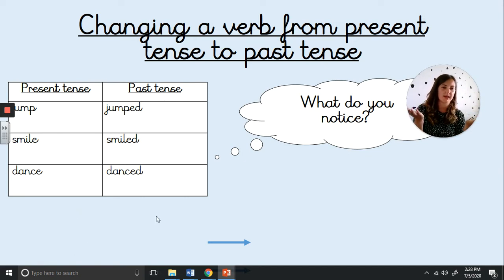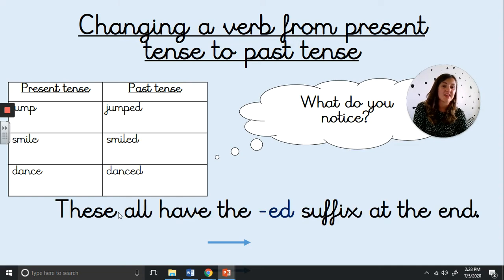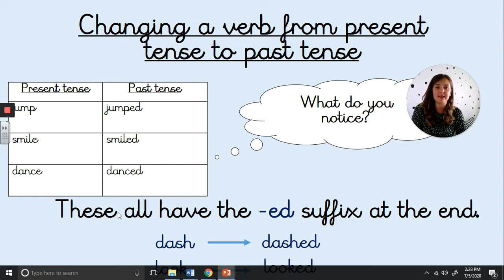So what do you notice when we turn a present tense verb into a past tense verb? Can have a little bit of a think. What happens at the end of those words? Okay, these all have the ed suffix at the end. So the group of letters at the end of the verb is always ed. Well, I say always, most of the time it is an ed. So dash becomes dashed. Look becomes, brilliant, you're right, it becomes looked. They end in that ed suffix.